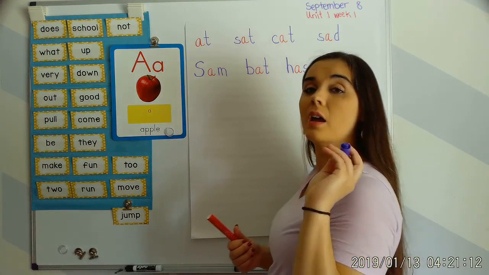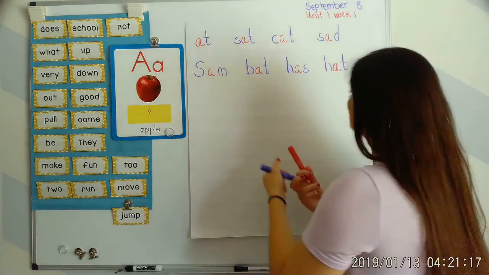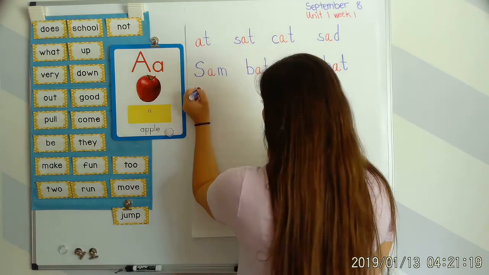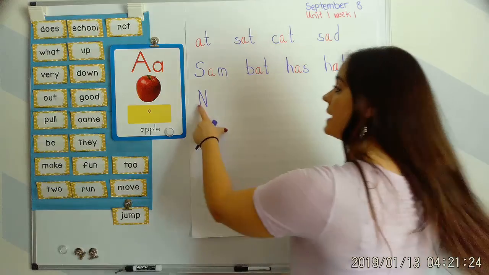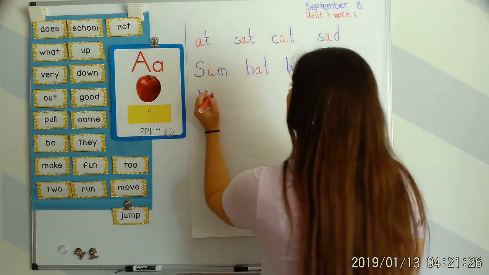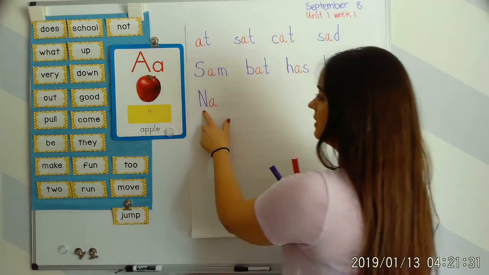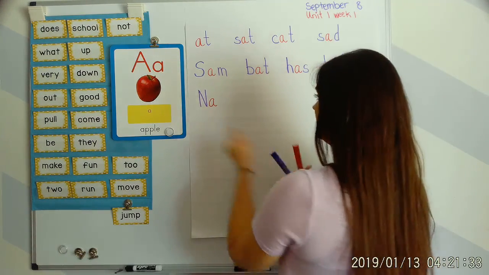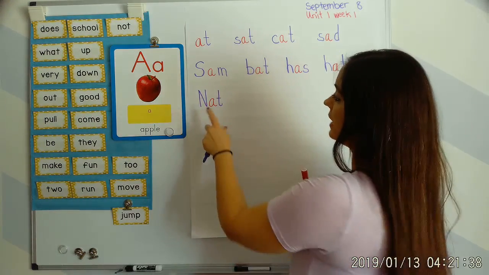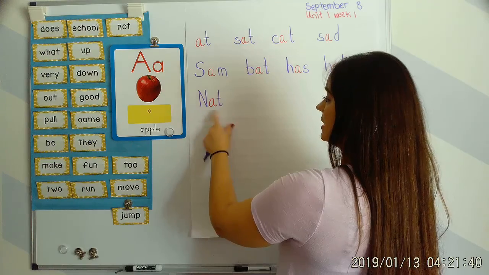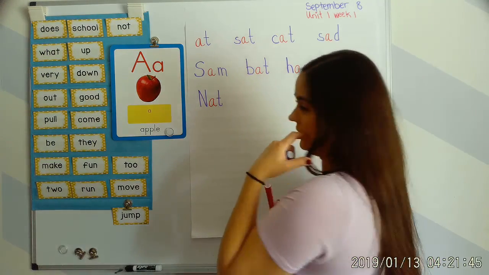Gnat, your turn. Gnat. So in this case, gnat is a name. So N says n. A says a. And then T says t. Let's blend. Gnat. So this is a name. It's actually the name of one of the characters in a story we're going to read this week.